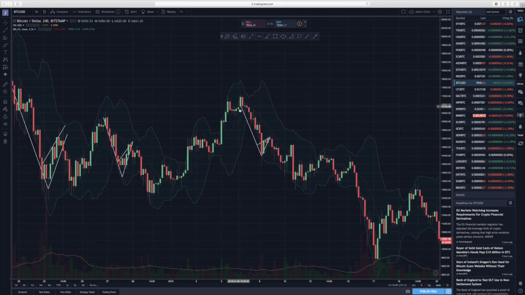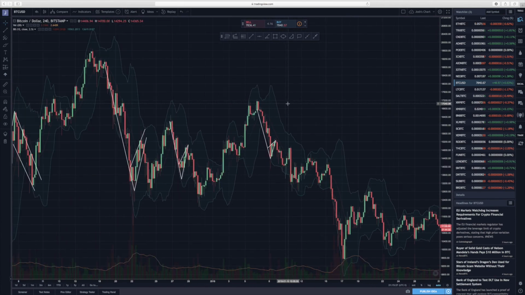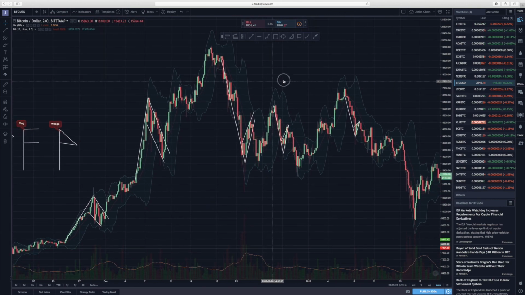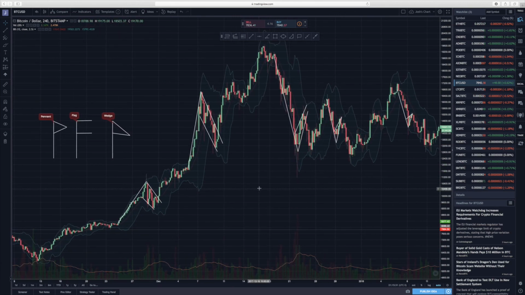But once again, here's a pretty big one. It's a long flagpole, and then you got the little pennant formation or wedge formation, and then it continues. Same thing here. You got a really small one. This will probably be like a flag, and then it continues. So I mean, you just continue to see it all throughout the graph. But yeah, that's the pennant, flag, and wedge formation.